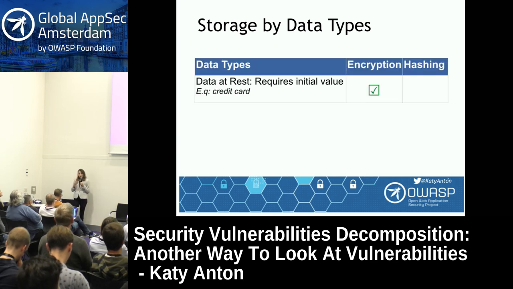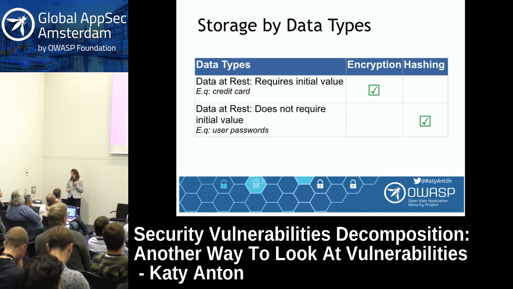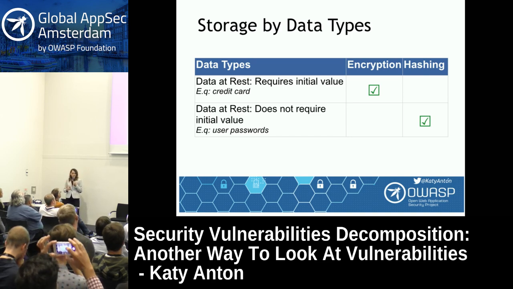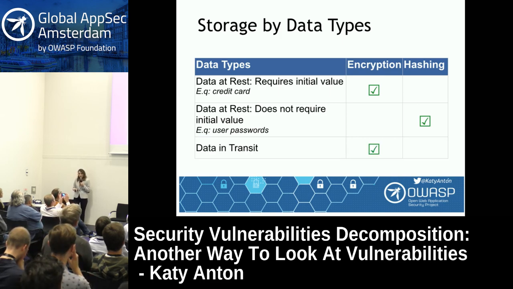There are several types of data. When we have data at rest, we have the type of data where we need the initial value, like credit cards. This must be encrypted. Then you have data where you still have to store it, but you don't need to know the initial value, like, for example, the user password. This must be hashed. And then you have data in transit, which must be encrypted over a secure channel.